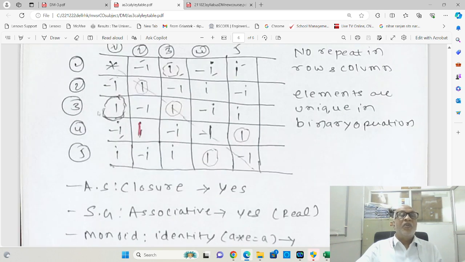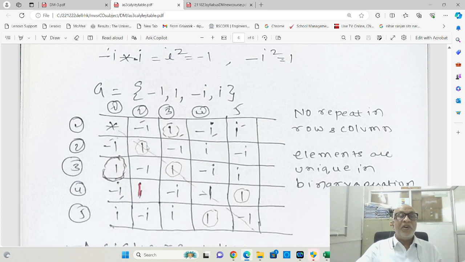So let us check. Minus 1 multiplied by minus 1 is 1. Minus 1 multiplied by 1 is minus 1. Minus 1 multiplied by minus i is i. Minus 1 multiplied by i is minus i. Next, let us go to the next row. 1 multiplied by minus 1 is minus 1. 1 multiplied by 1 is 1. 1 multiplied by minus i is minus i. 1 multiplied by i is i.